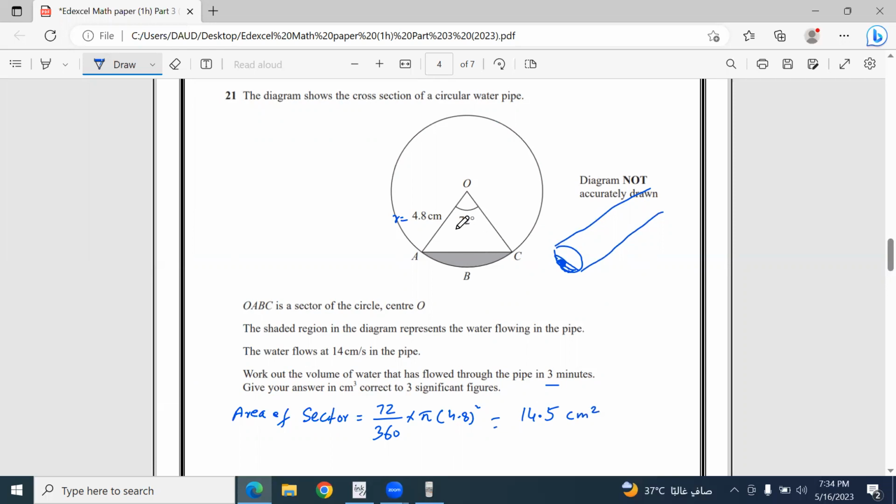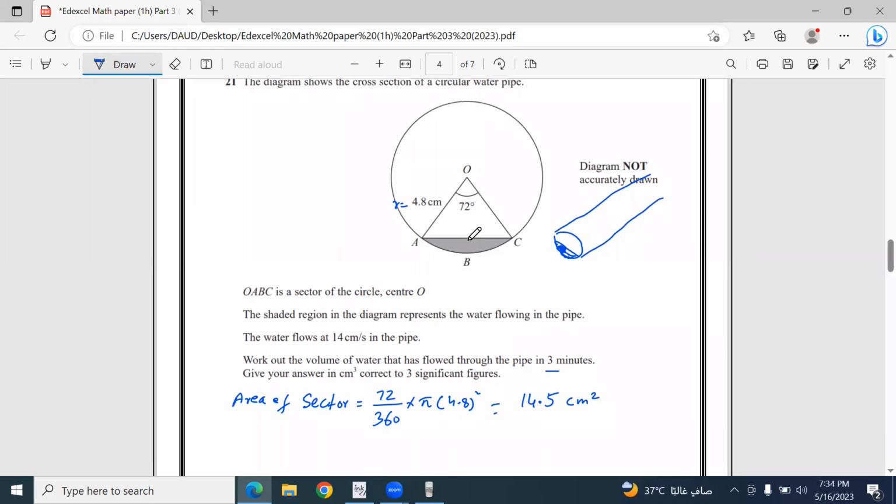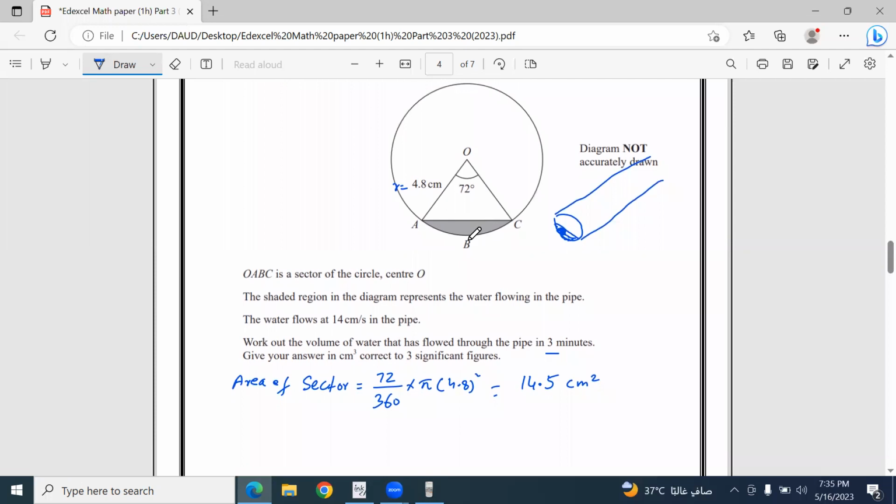Then area of triangle. If it is not a right angle triangle, we apply the formula: area of triangle is 1 over 2 AB sine C, that formula, okay? This one, when it is not a right angle triangle. Area of triangle equals 1 over 2 AB sine C, like that.